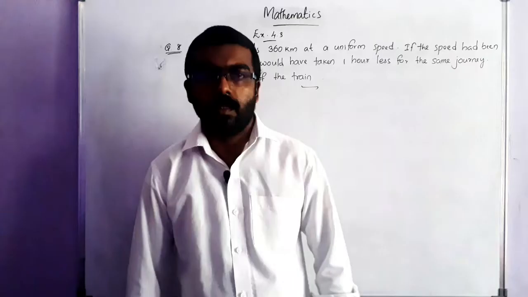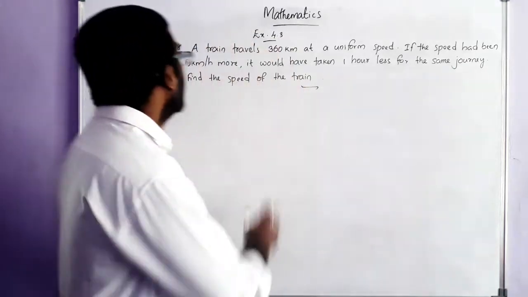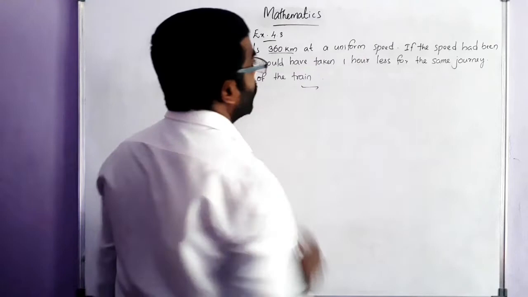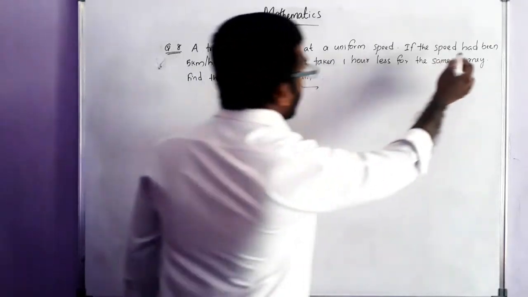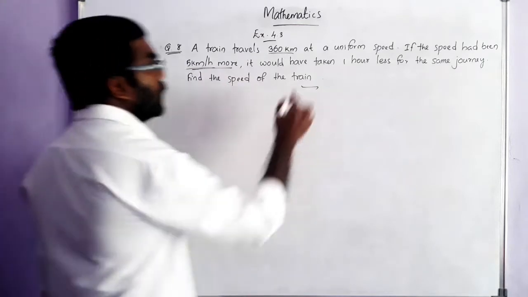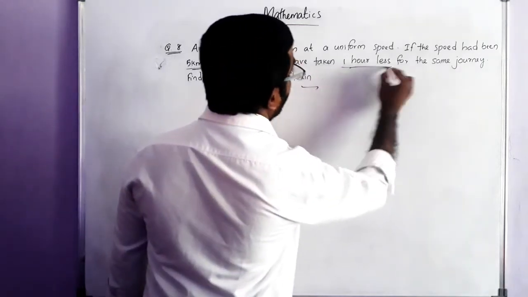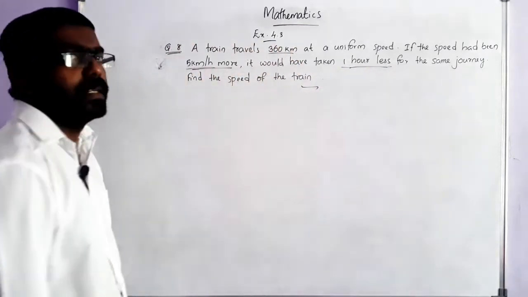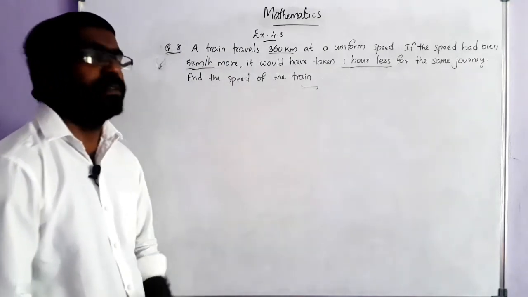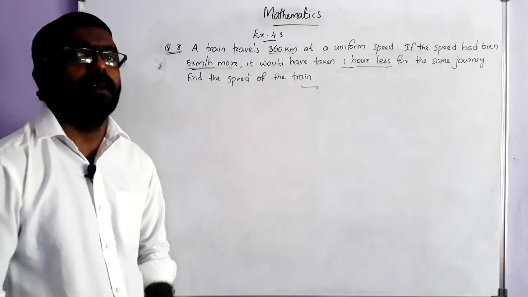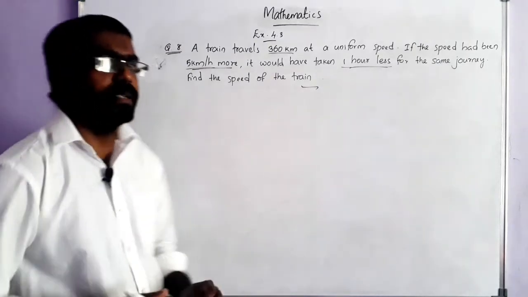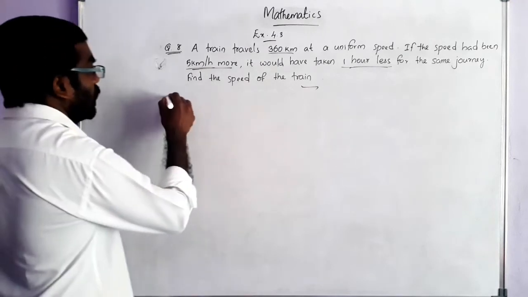Let me start. Here the question is, a train travels 360 km at a uniform speed. If the speed had been 5 km per hour more, it would have taken 1 hour less for the same journey. Find the speed of the train. So we have to find the original speed or the actual speed of the train. So we can consider this as two different situations. Case 1.